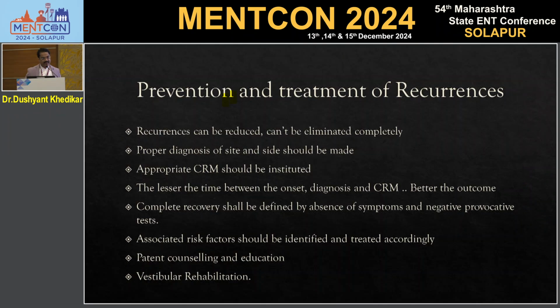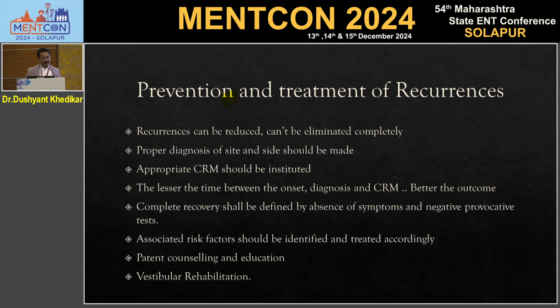So what can we do to prevent the recurrences? First thing is, recurrences cannot be completely eliminated, they can be reduced. For that, a proper diagnosis is very, very important. Like we have seen, there are cases like utricular otolith migrations, which can cause swaying sensations and all these things, where you have to be really careful and diagnose the conditions.